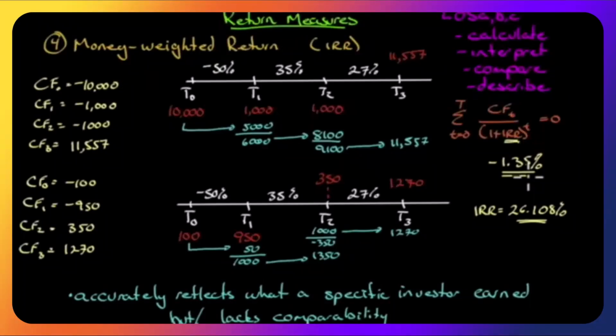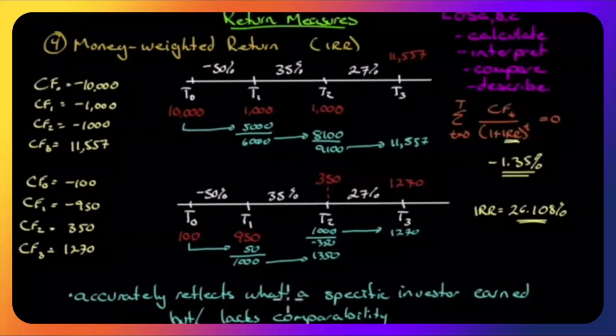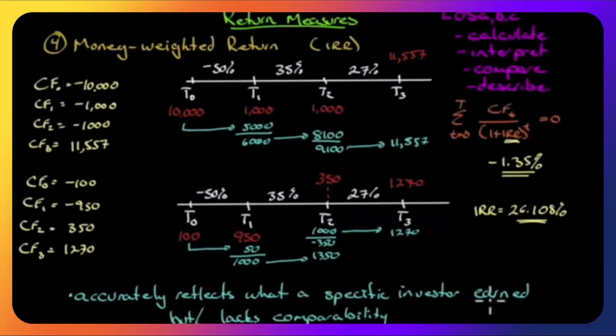So, the money-weighted rate of return, here's an important point at the bottom now. It accurately reflects what a specific investor earned, but it lacks comparability. So we can't really say this portfolio here delivered 26.1%. The portfolio didn't deliver 26.1%. The investor's sequence of cash flows, the decision on their cash flows, delivered 26.1% for them. But to get that 26.1%, you would have had to invest in the same things at the same time, at the same dollar amount each time to realize that return.